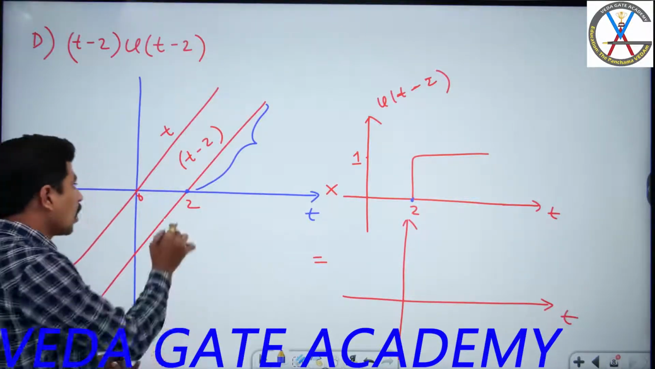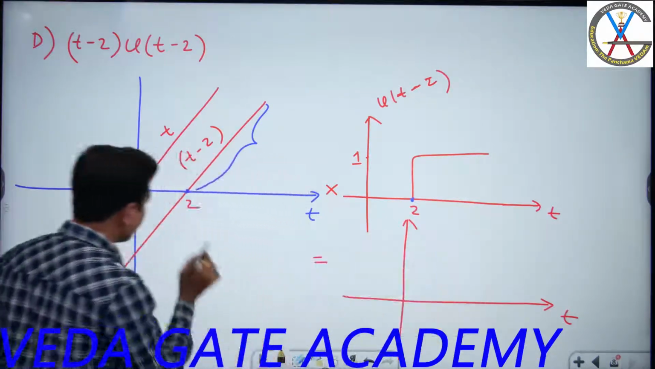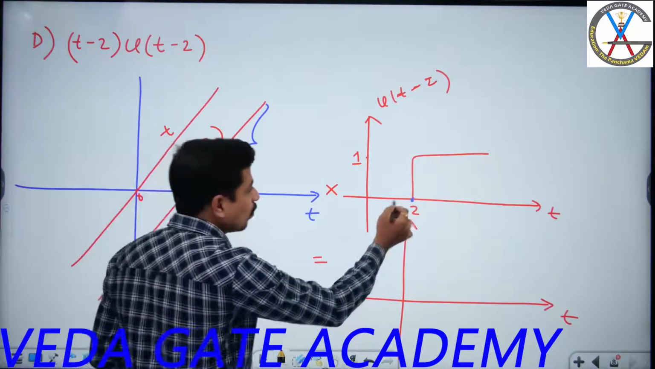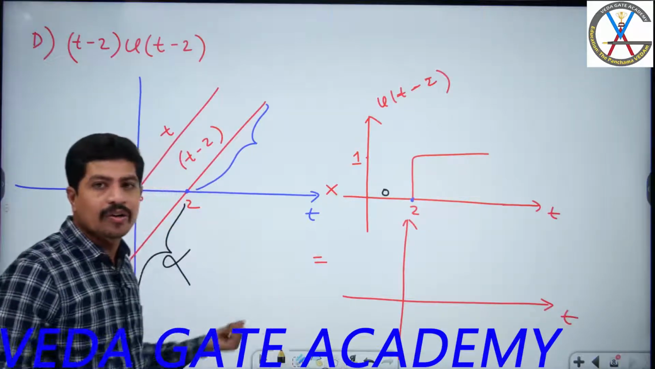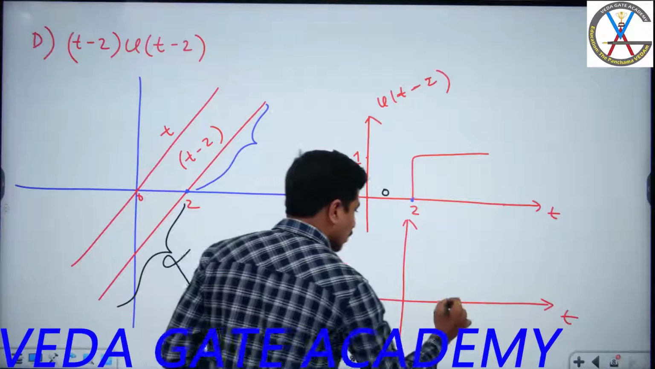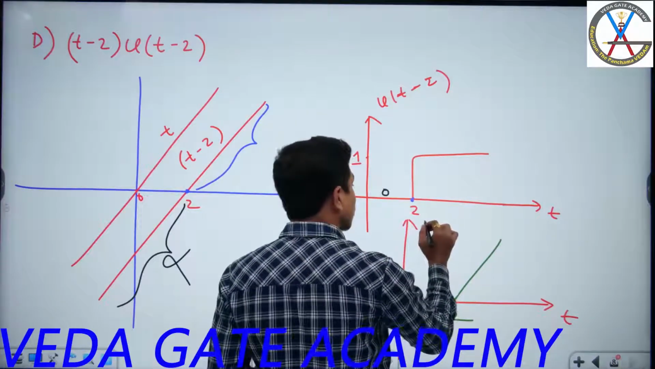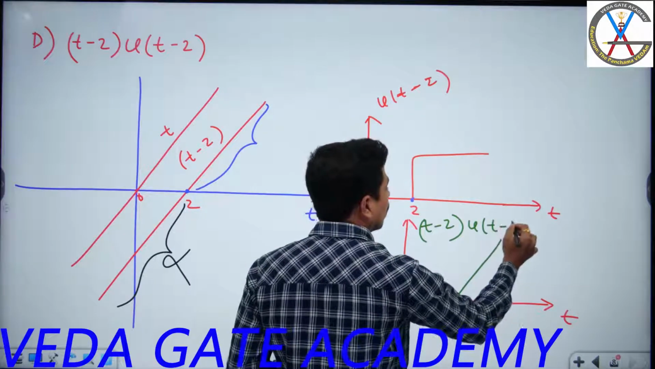Same. What about this part? Let me show that part. This part will disappear because before t equal to 0, what is the value we have for u of t minus 2? 0. 0 into anything is what? 0. So the answer we get here is like this. This is 2. This is 0. Yes, this is t minus 2 into u of t minus 2.